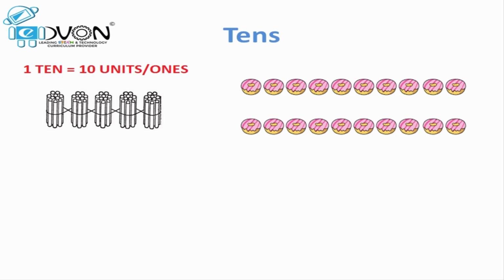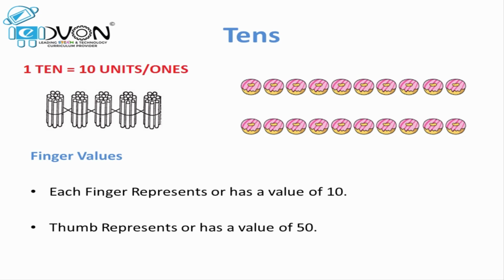In finger maths, we always calculate tens on the left hand. Each finger on the left hand has a value of 10, which means 4 fingers represent multiples of tens, and the thumb on the left hand represents 50, that is 5 tens.